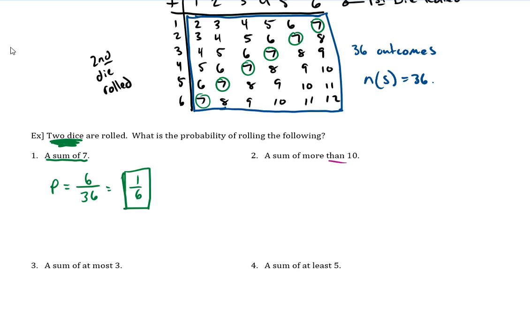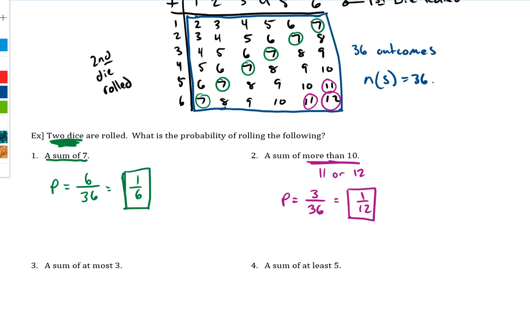I kind of use it until it's just too messy, or if I have any type of confusion, then I'd want another table. So this is a sum of more than 10. More than 10 would be 11 or 12 based on our numbers. So, 11 or more. More than 10, we don't want to include 10. We can see there they are in my table. So this probability, there's 3 numbers that I circled out of the total 36, and then I can simplify like before.